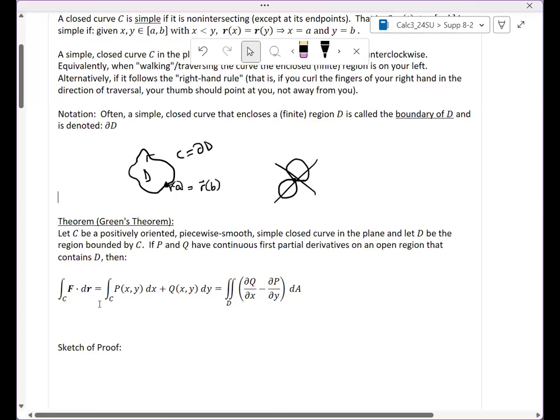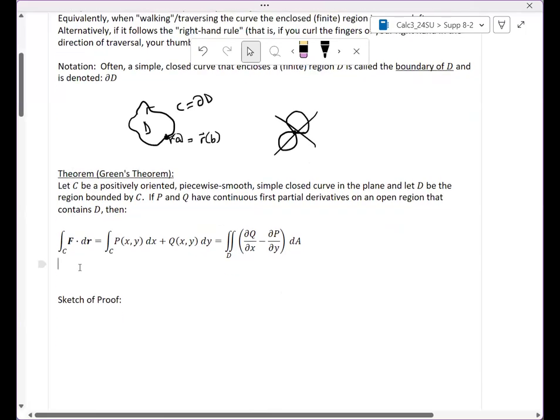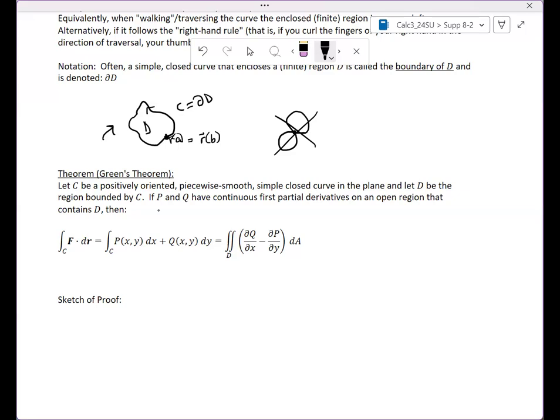Okay, so after these definitions, we can state Green's theorem. Let C be a positively oriented, piecewise smooth, simple closed curve in the plane and let D be the region bounded by C. So basically, like our picture up here, if P and Q have continuous first partials on an open region that contains D, then we can say the following.